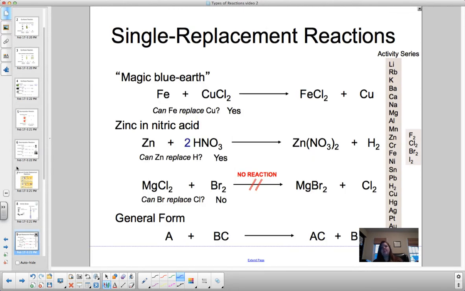Okay, let's look and see. Will these even occur? We have iron, we have copper chloride. Well, we want to know if iron can replace this.